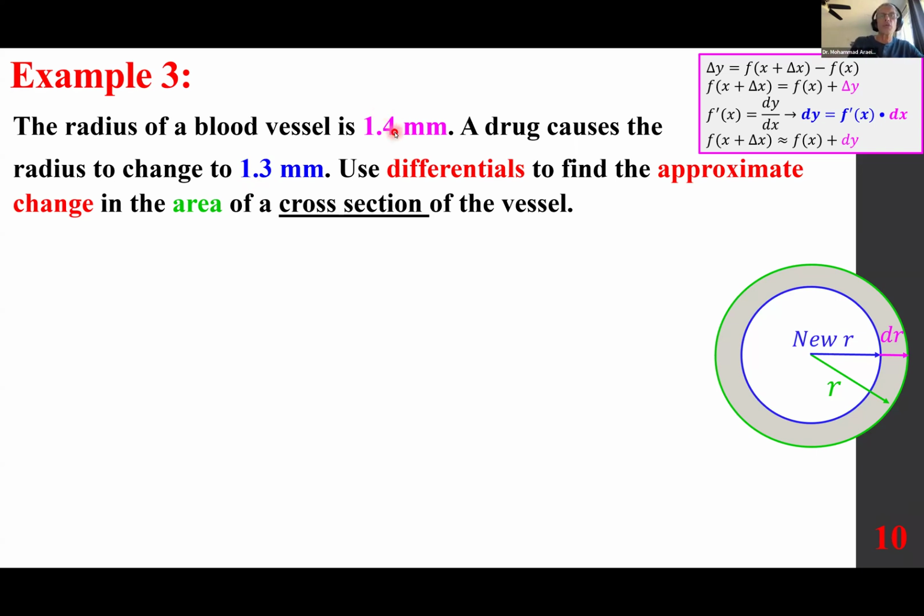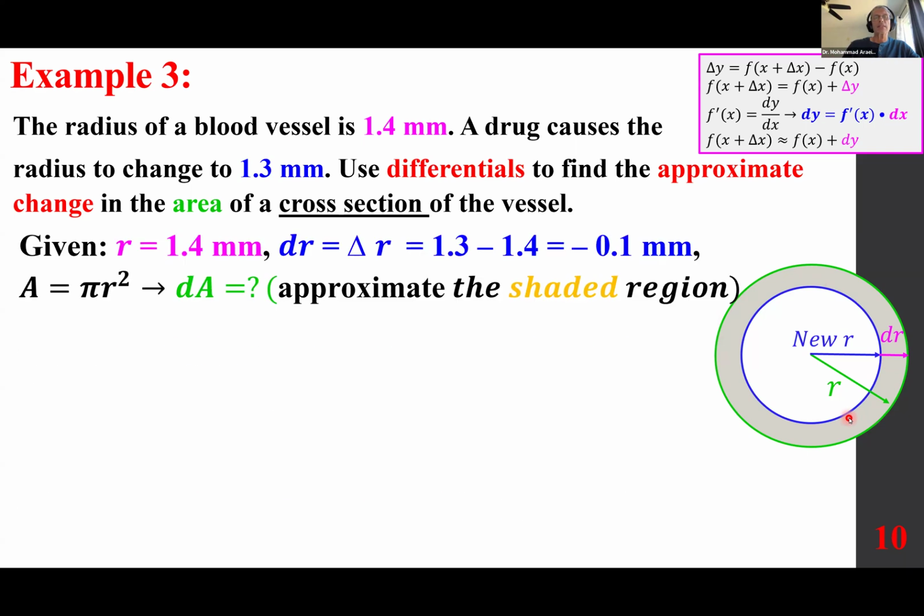So r is 1.4. The new radius is 1.3. Their difference is negative 0.1. It's important to understand it's changing from 1.4 to 1.3. It's shrinking, so you have to mention the negative sign. The area we should know to be pi r squared, and we are interested in approximating the shaded region. That's dA.